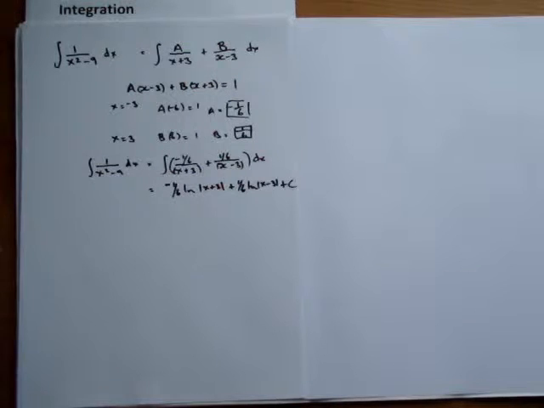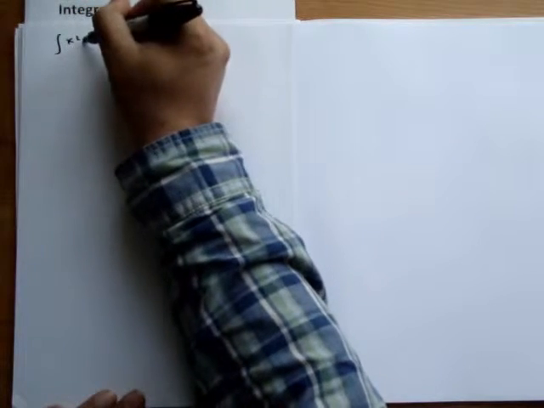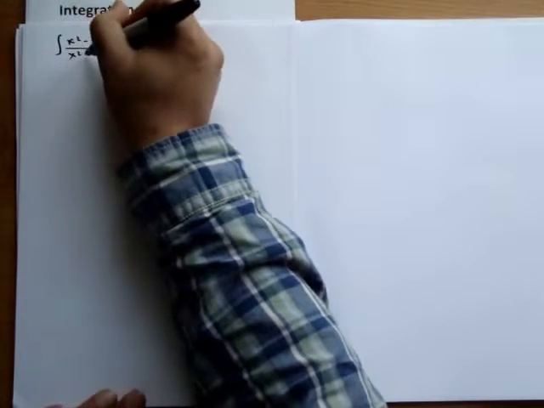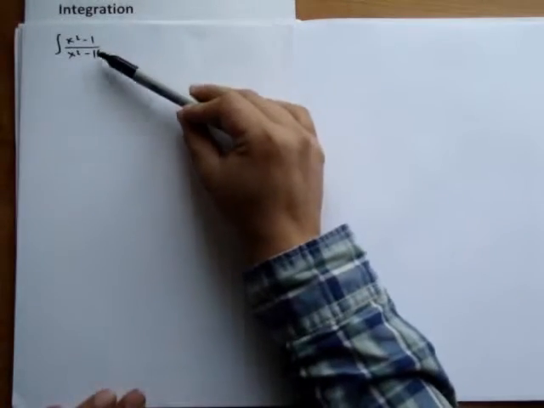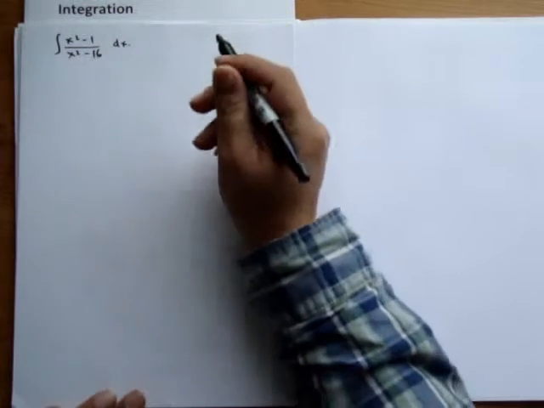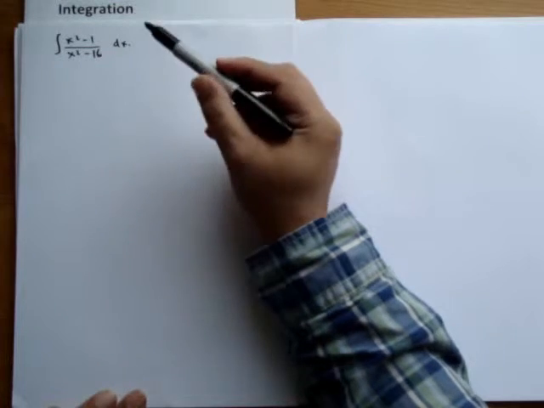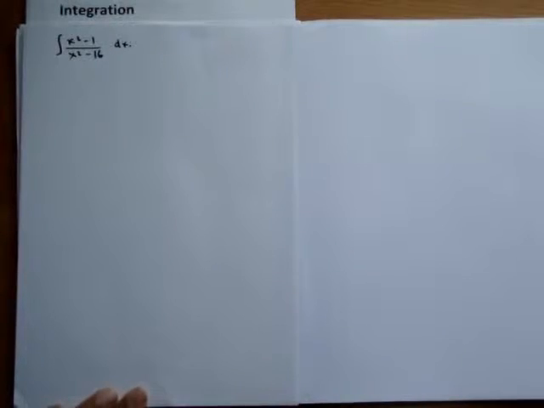So let's have a look at a couple more examples. Integral of x squared minus 1 over x squared minus 16. Again, we can see that the degree of the numerator is the same as the degree of the denominator, so we need to reduce it. So how do we do that?